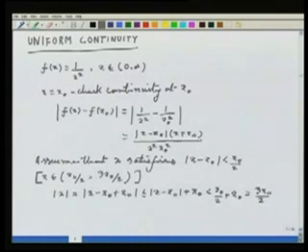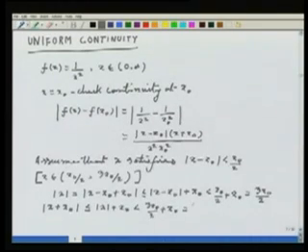Okay, and then this implies that mod of x plus x naught, by triangle inequality, is less than or equal to mod x plus x naught, but mod x is less than 3x naught by 2, so this is less than thrice x naught by 2 plus x naught, that is 5x naught by 2.